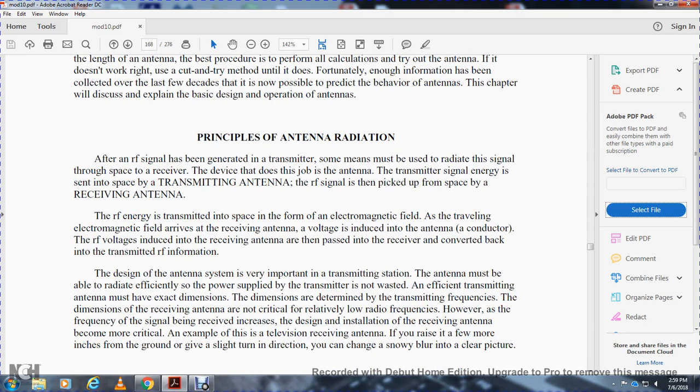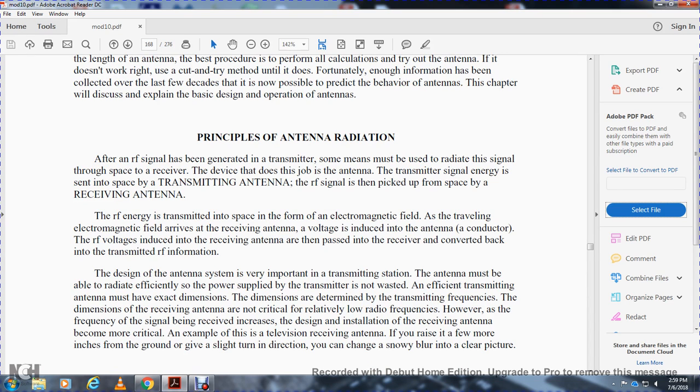Principle of antenna radiation. After the radio frequency signal has been generated by the transmitter, some means must be used to radiate the signal through space to a receiver. The device that does this job is the antenna. The transmitter signal energy is sent into space by the transmitting antenna, and the radio frequency signal is then picked up from space by a receiving antenna.